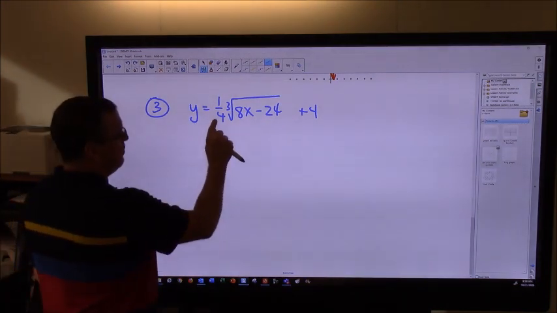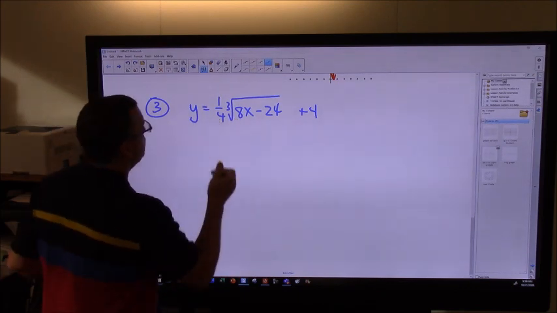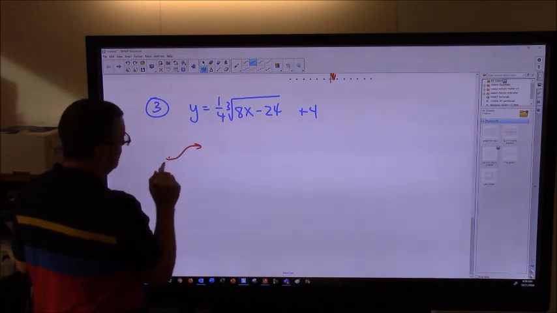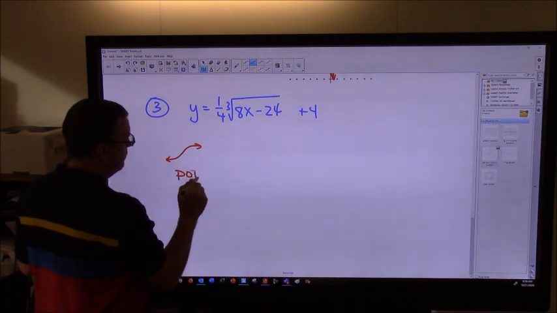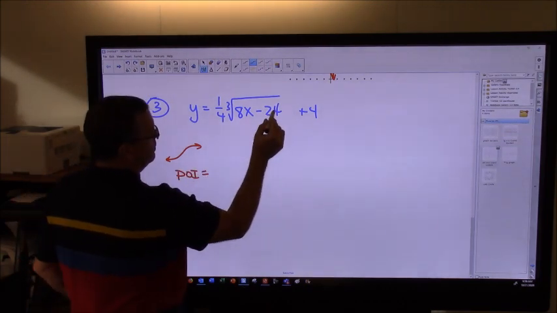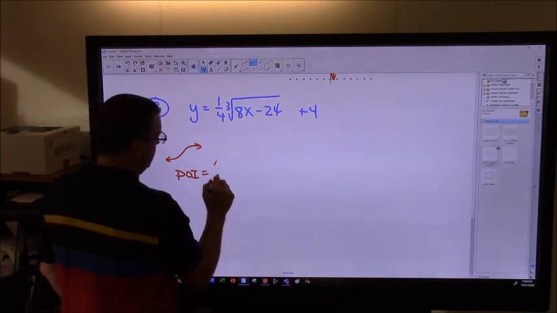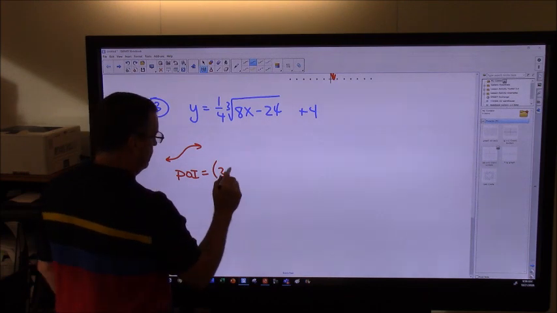All right, so I'm not flipping across the x-axis and I'm not flipping across the y-axis. So this graph should look like this. My point of inflection is going to be at the opposite of this, so a positive 24 divided by 8, that's 3, comma 4.